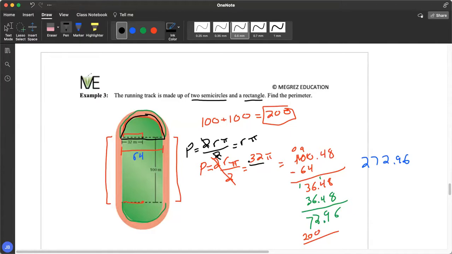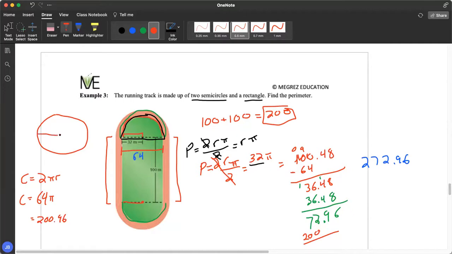So can anybody think of any other ways that this one could be done? Any thoughts? So what if I told you that if we took out this middle rectangle, the 2 ends would make a perfect circle. And then we could say that the circumference of that circle is equal to 2 times pi times our radius. So now the circumference would be 32 times 2, which is 64 times pi, right? So 64 times pi is equal to 200.96. But then we'd also have this middle piece in here.